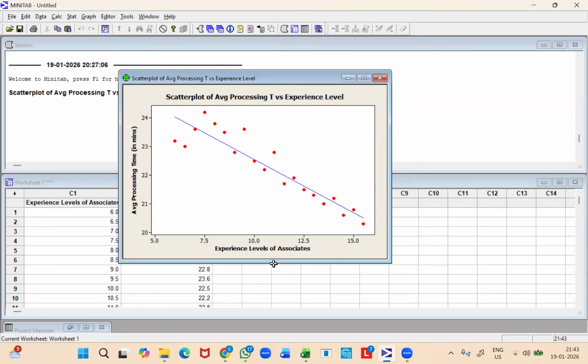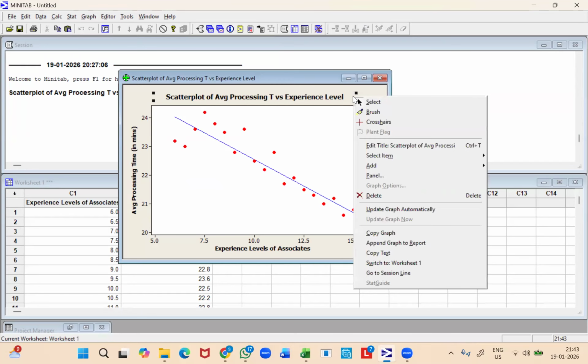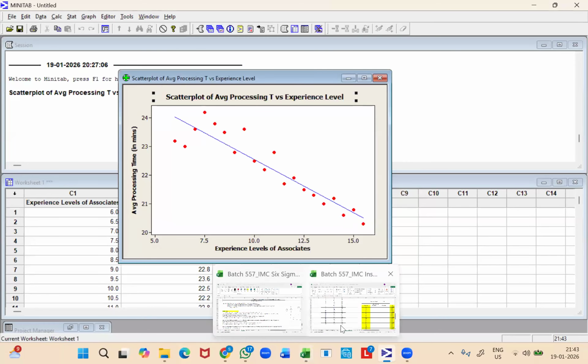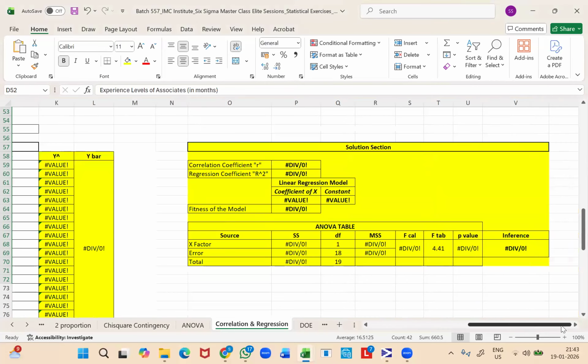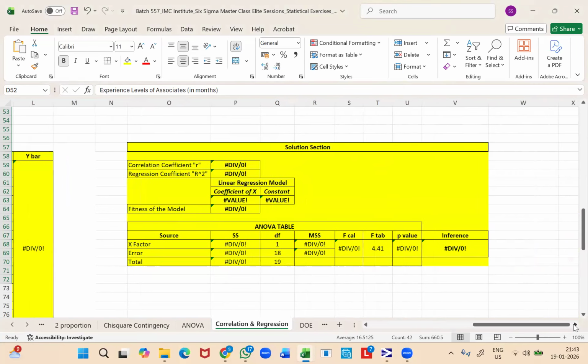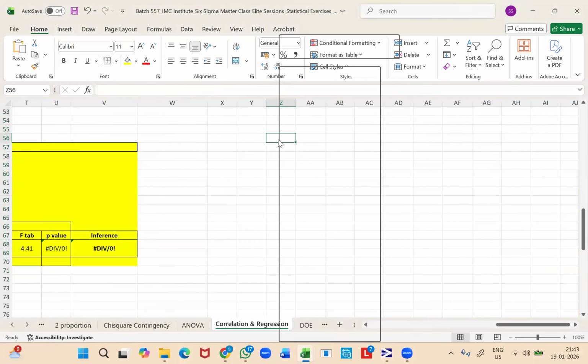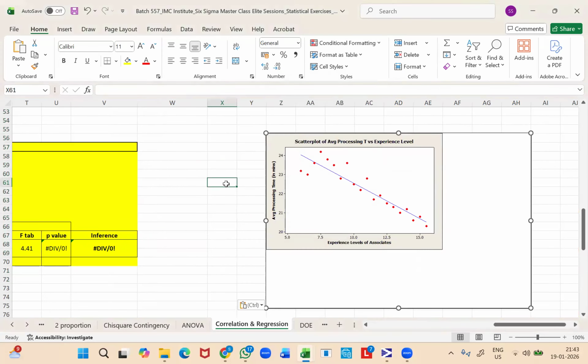experience levels of the associates and the average processing time are negatively correlated, which means an increase in the experience levels of the associates would result in decrease in the average processing time and vice versa. Vice versa means the opposite side also will hold good. What is the opposite side? That is a decrease in the experience levels of the associates would result in increase in the average processing time, right? So they are negatively correlated.